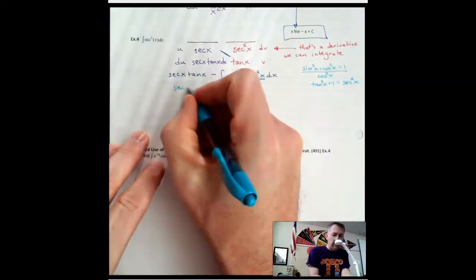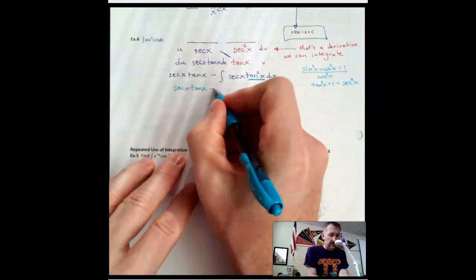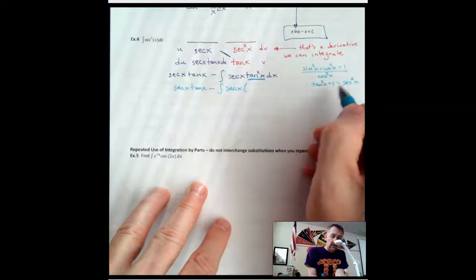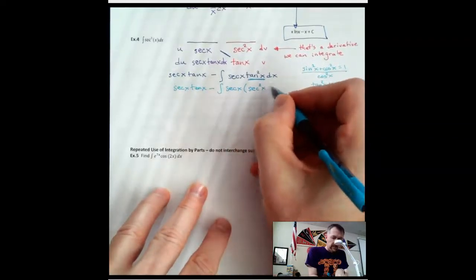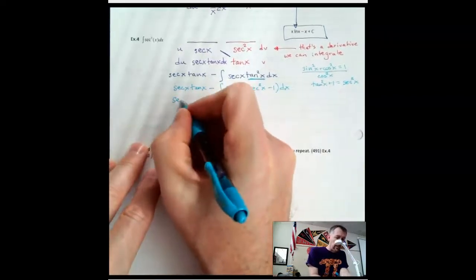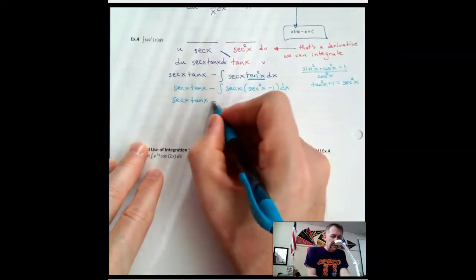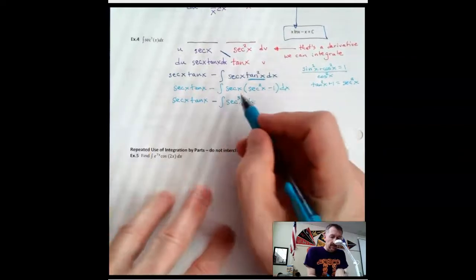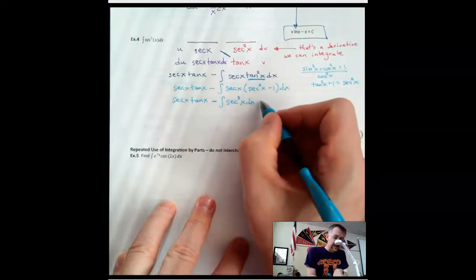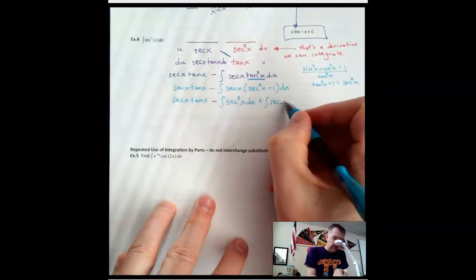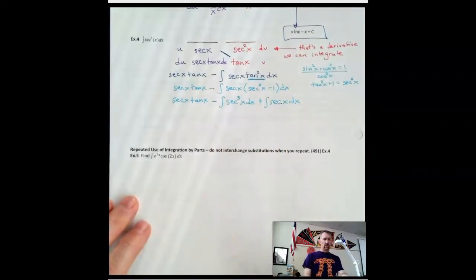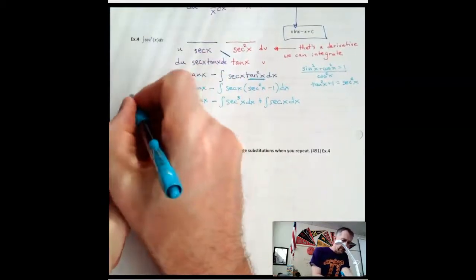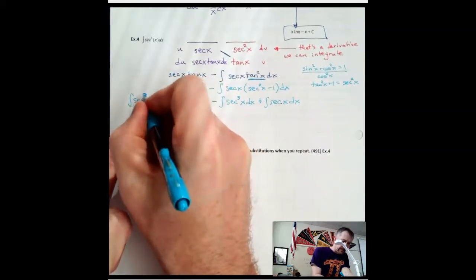So we have secant tangent, and then minus, and we're going to have secant times secant squared minus 1. Alright, so one more there. We're going to put secant tangent, and then we're going to separate this. So this is going to be secant cubed, and then that's going to be plus the integral of secant x. Okay? Now, if we go back to our original problem here, we had the integral of secant, oops, that looks horrible.